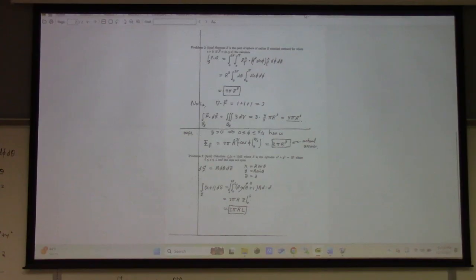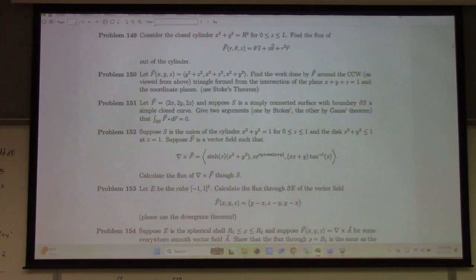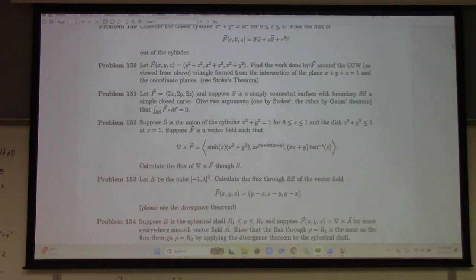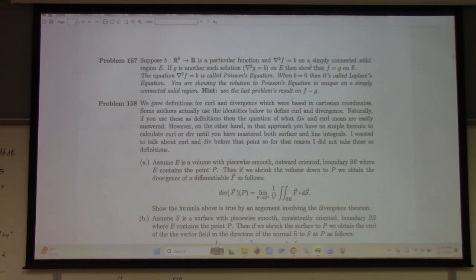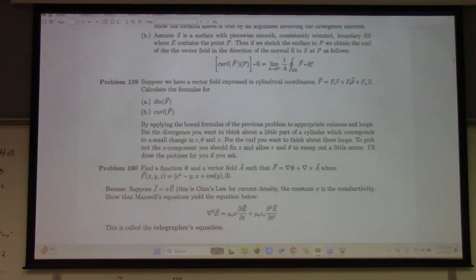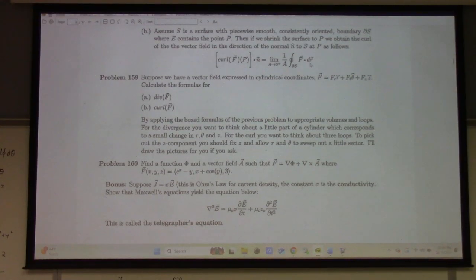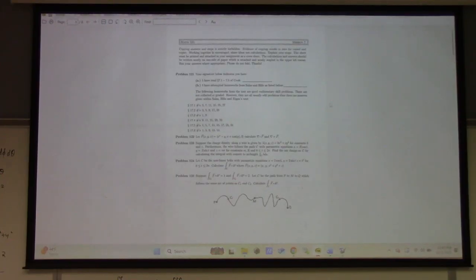There was a mistake. The grader said there was a mistake in my solution to, man, I'm trying to remember what it was. I think it was one of the last 2 problems I gave you guys. There was something askew there.